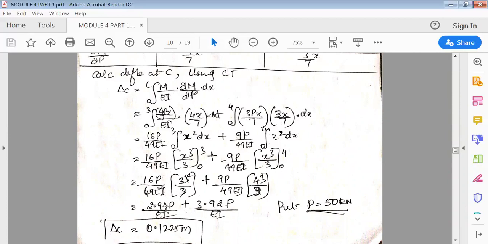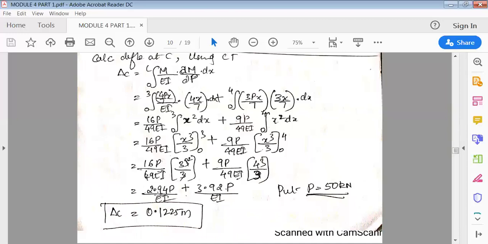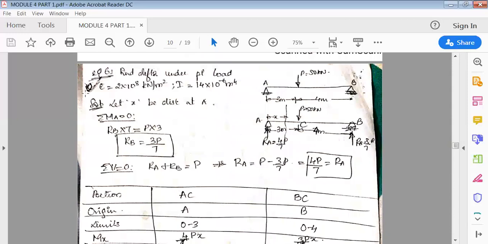So once you solve this, you'll get 2.94, 3.92. Now add both of these. Now when you add both of these, you'll get a value, and once you get the value, then substitute the value of P here. So P is 50 kilonewton. Okay, put the value of P divided by EI. Now you already know the value of EI. Substitute E as 2 into 10 to the power 8, I as 4 into 10 to the power minus 6.